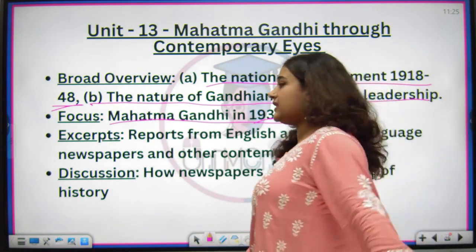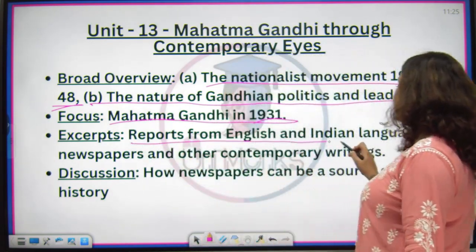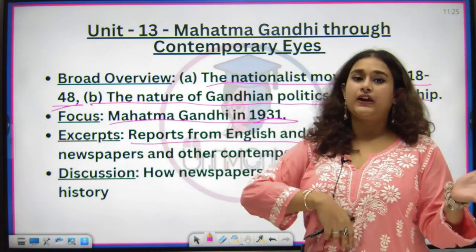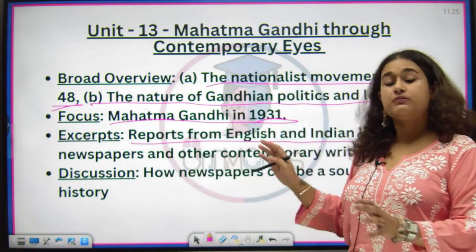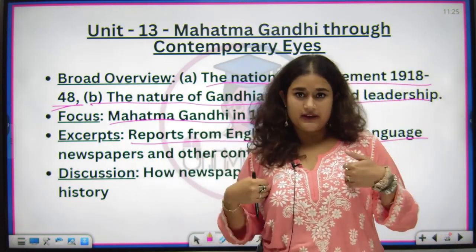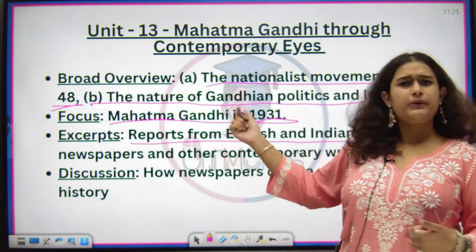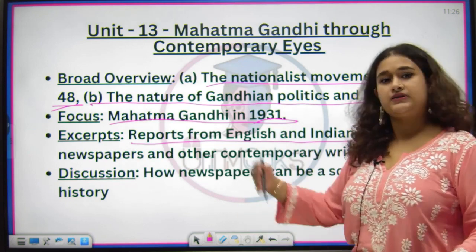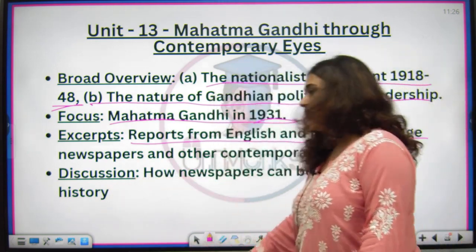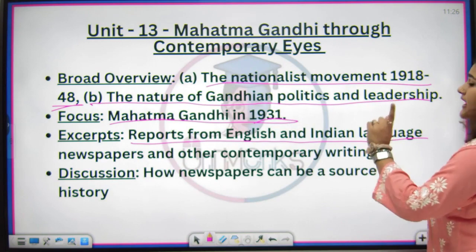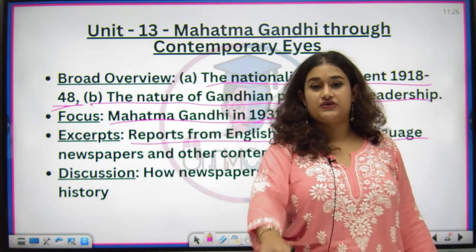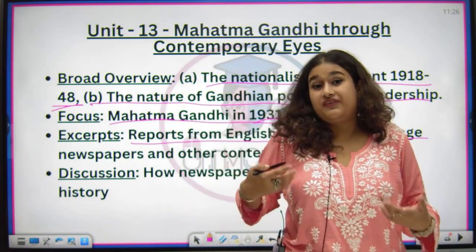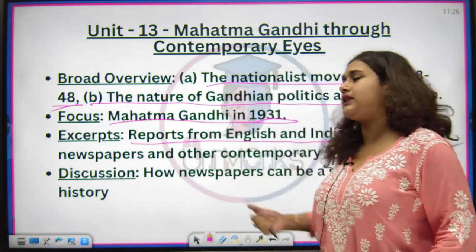Number 3, excerpts are going to come from the reports from English and Indian language newspapers and other contemporary writings. English and Indian language newspapers were mostly from Indians. We're also going to be talking about Gandhi's newspaper. All of that is going to be discussed further. Now, the discussion of this chapter is going to take place on how newspapers can be a very important source of history. You know this, I know this, but why are they so important? We'll discuss this, don't worry.